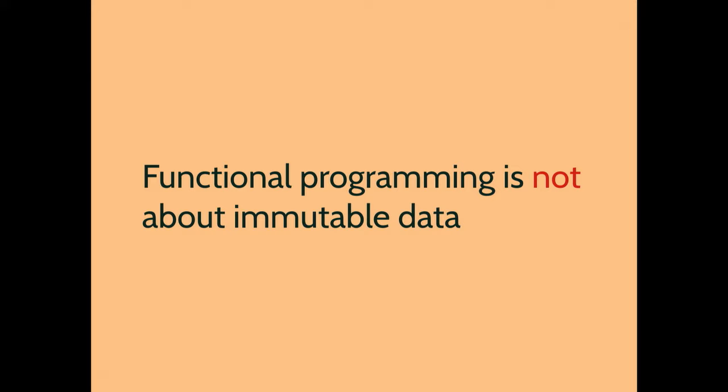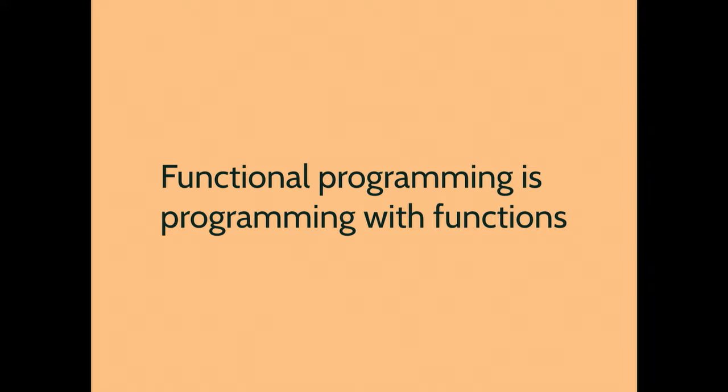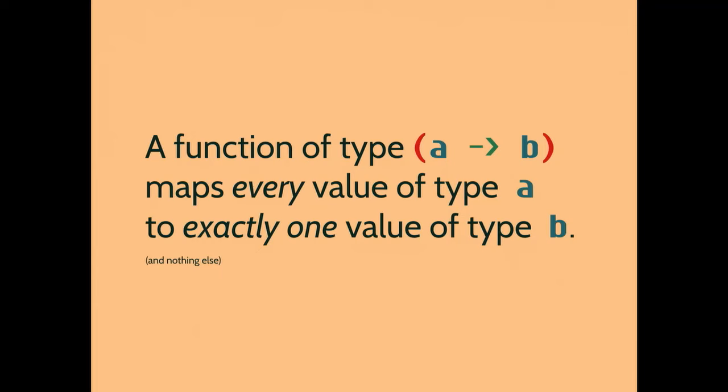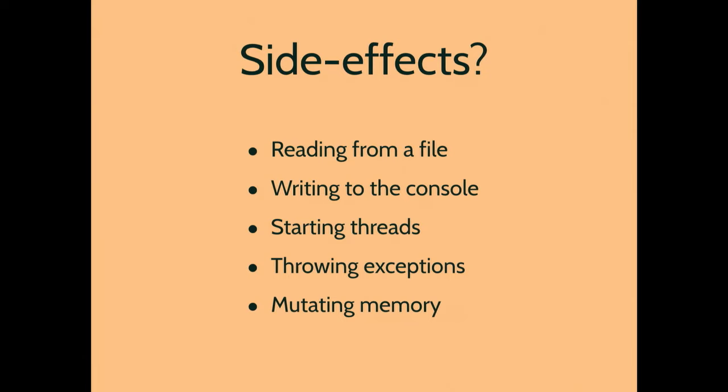So what functional programming is, really, is programming with functions. But functions in a very restricted sense, in the mathematical sense. So in Haskell, a function that has this type A to B has to map every value of type A to exactly one value of type B. And it has to do nothing other than this, right? It just takes an A and gives you a B, and there's nothing else that happens. So there are no side effects. Traditionally, when people think about side effects, they think about things like I/O and mutating memory and reading from files, and they think, oh, you can't do any of these things if you want to be purely functional because there are side effects. So purely functional programming can't possibly do anything useful. But that's not true. You can do all of these things using just functions.